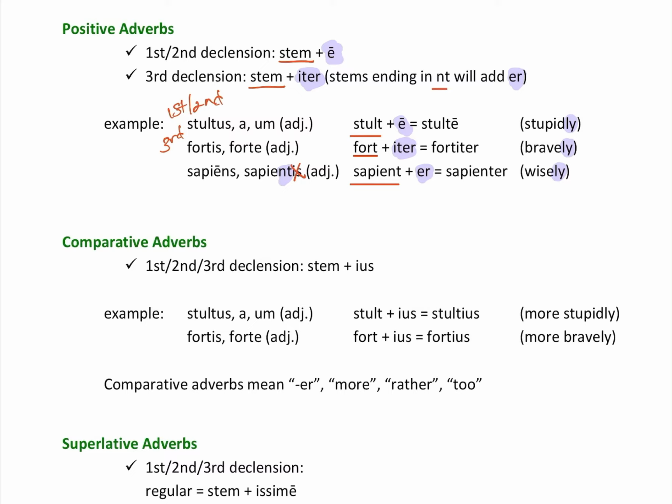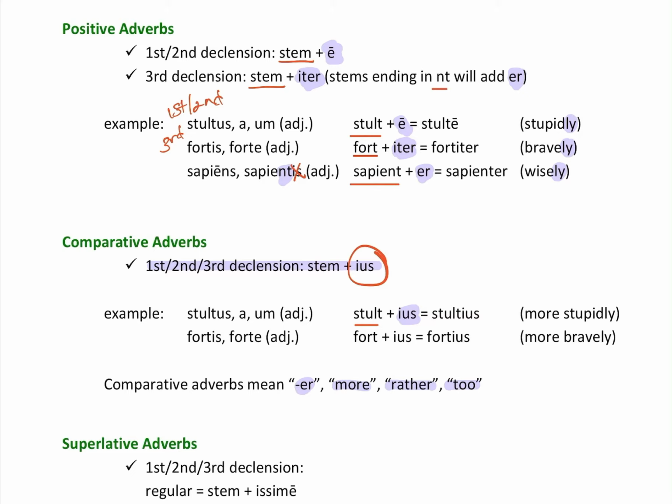These I think are the easiest because it's the same rule for all of them. First, second, and third declension adjectives, you add the stem plus ius. All right, so the first one, stultus, a, um, is the adjective form. Take the stem, which is stult, and add ius, which gives you stultius, which is more stupidly. All right, so for comparative adverbs, we can either do ER, so it would be stupider, or we could use more, for more stupidly, rather stupid, or too stupid. Any of those work for the translation.